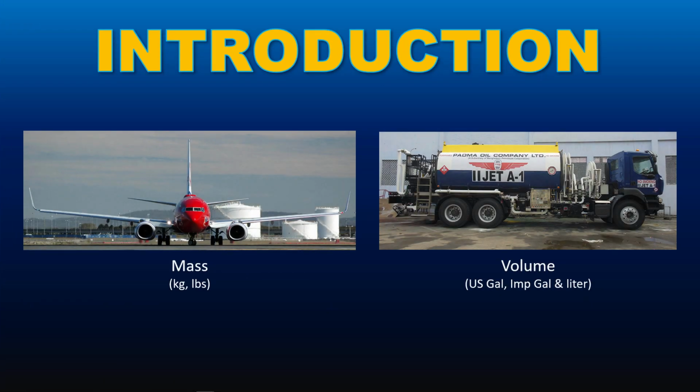The amount of fuel required for a flight is calculated in units of mass, either kilograms or pounds. Having determined the amount of fuel required for the flight, it is necessary to convert the mass to volume, because the fuel operator dispenses the required amount of fuel in volume, using US gallons, imperial gallons or liters.